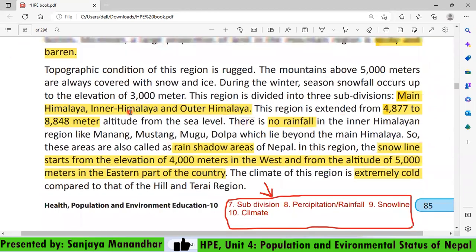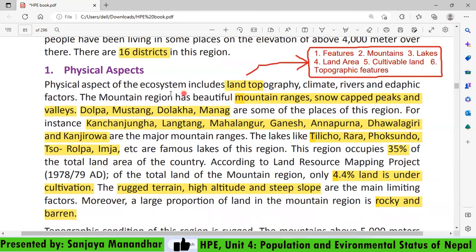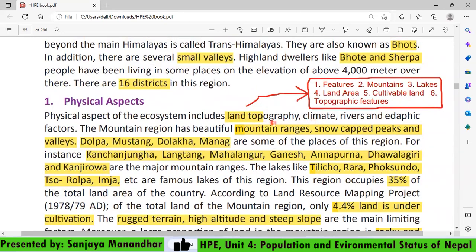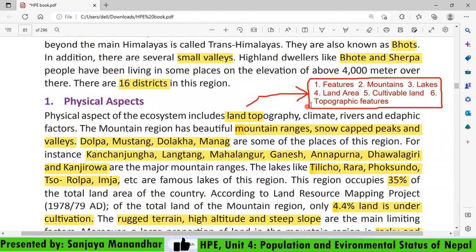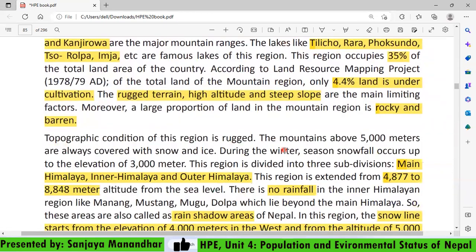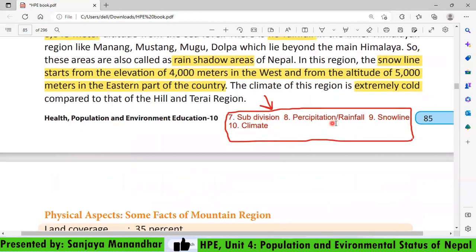So before this, you should know physical aspects. Inside physical aspects, what things are included? Look here. Inside physical aspects, we will include land topography. What type of land structure is there? What type of climate? What are the rivers? What are the edaphic factors, means soil factors? So these all things are included in physical aspects. Here I have numbered them. In physical features, what types of mountains are there, what types of lakes, what is the land area coverage, how many percentage cultivable land, what are the other topographic features, similarly, what are the subdivisions, rainfall pattern, or you can say precipitation, snow line, climate, these all are under the physical aspects.